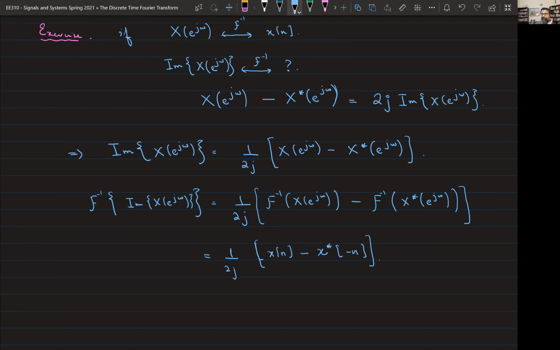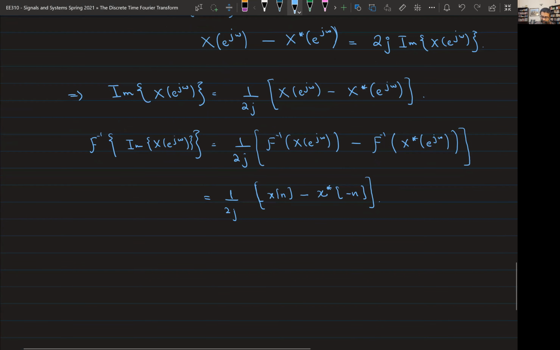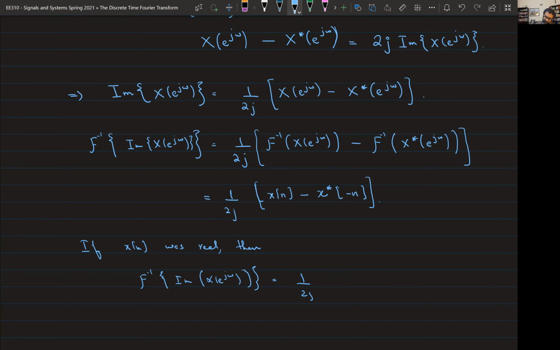And then I claim that if somebody were to tell me that x[n] was real, then x conjugate of n is equal to x[n]. And that's why, if x[n] was real, then the Fourier inverse of the imaginary part of X(e^{jω}) is equal to 1 upon 2j times x[n] minus x[minus n]. And that's it.